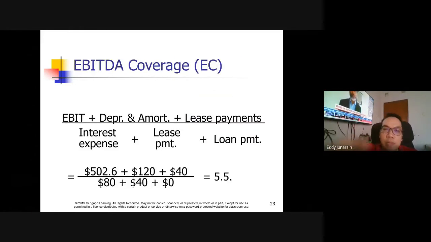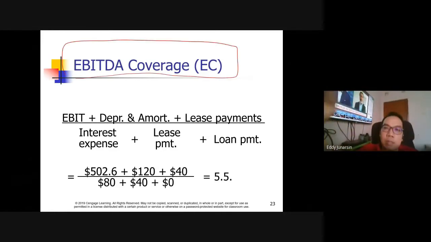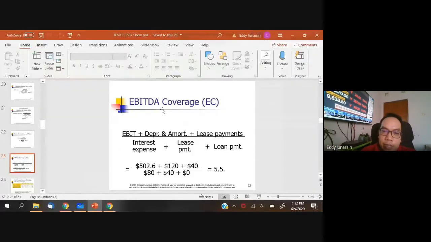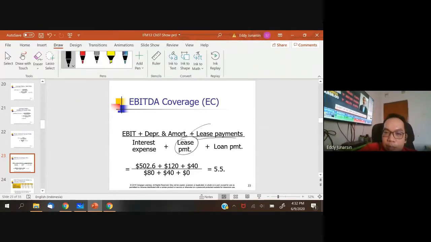Then we have EBITDA coverage. I think this is one of the major indicators used by a bank to assess the creditworthiness of a potential borrower. So you see a lot of plus here, depreciation and lease payments divided by interest expense plus lease payment plus loan payment. Okay, so why are they doing plus here and there, and then divided by something plus here and there? And even here, you see the same thing. Right? You see the same thing here.